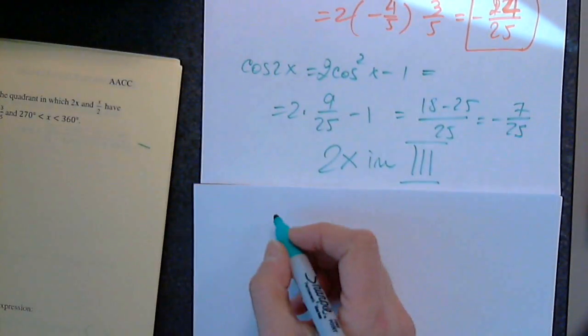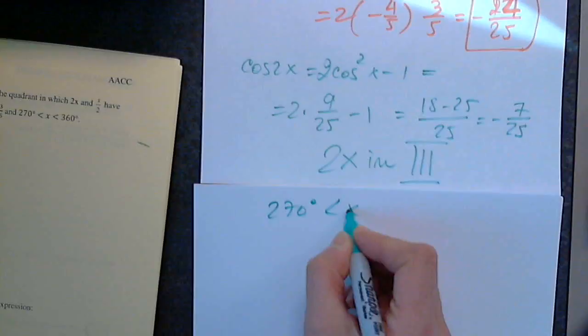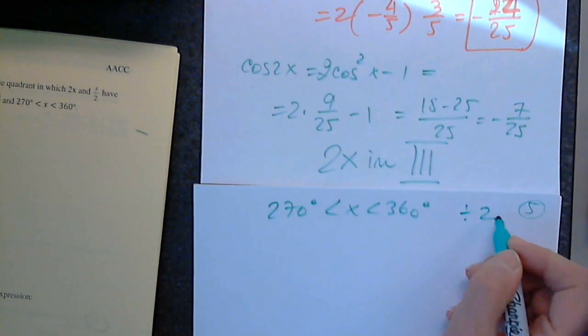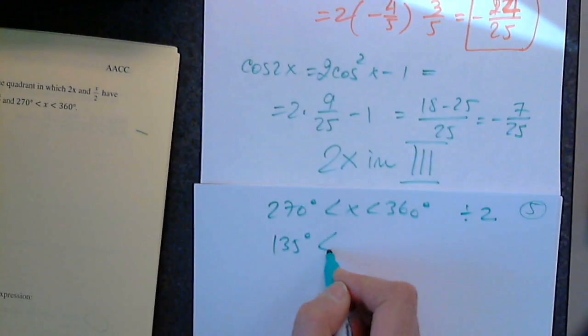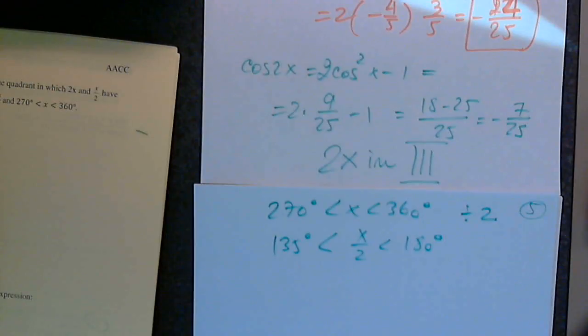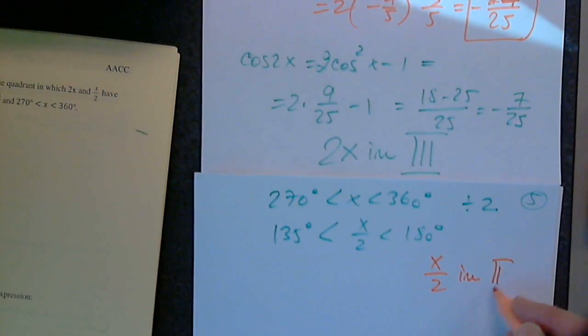So 270 degrees less than x less than 360. I divide both sides by 2: 135 degrees less than x over 2 less than 180. And this is specifically only one quadrant. Which quadrant is that for x over 2? 2. That's it. There's no ambiguity.